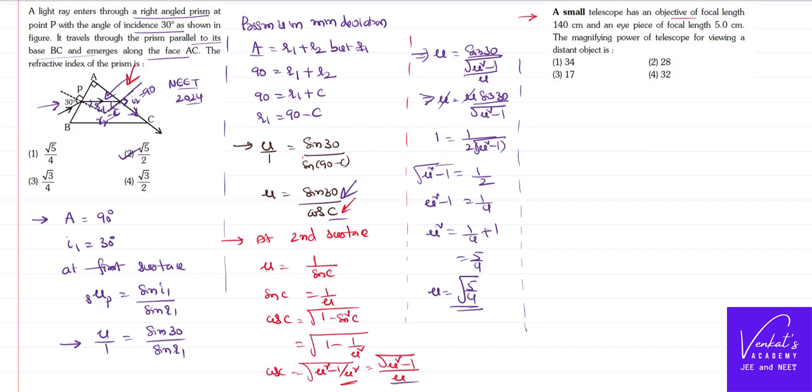A small telescope has an objective lens of focal length 140 centimeters, and an eye lens of focal length 5 centimeters. The magnifying power of the telescope when the object is at a long distance, that is infinity: in that case, the magnification is fo by fe for an astronomical telescope. That is 140 by 5, that is 28. So the answer is 28. That's how we solve this problem. Thank you for watching.